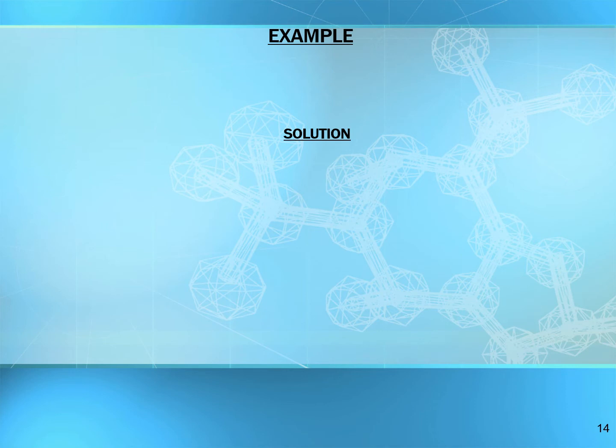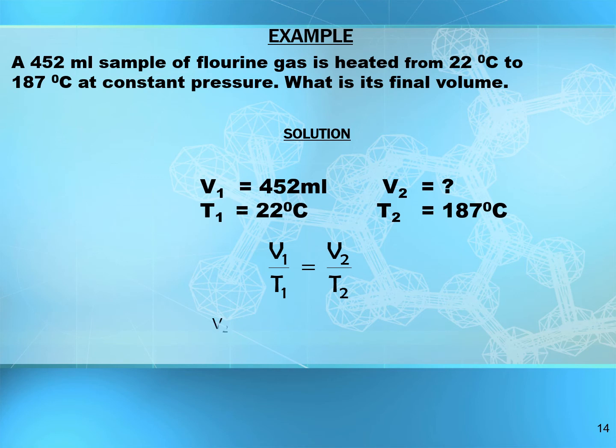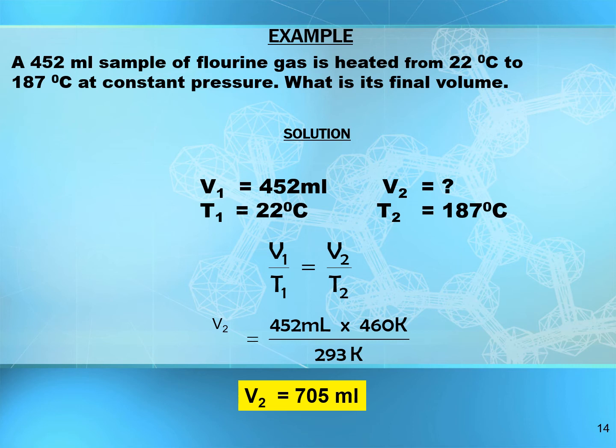This is an example of a question that uses Charles' law. In this question, they ask you to calculate the final volume. The formula used is initial volume divided by initial temperature will equal the final volume divided by final temperature. Please bear in mind that all the temperatures used in this gas law must be absolute temperature.